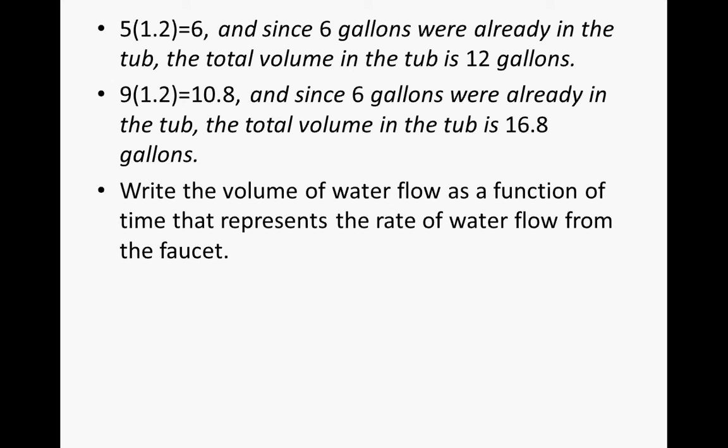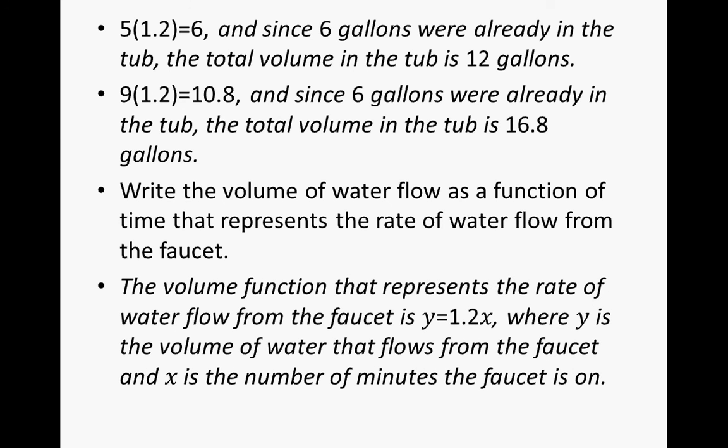Write the volume of water flow as a function of time that represents the rate of water flow from the faucet. Well, the function that represents the rate of water flow from the faucet is y equals 1.2 times x, where y is the volume of water that flows from the faucet and x is the number of minutes the faucet is on.